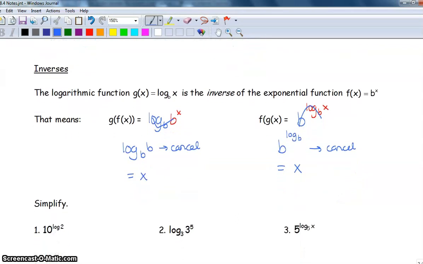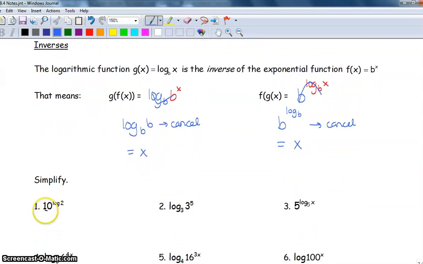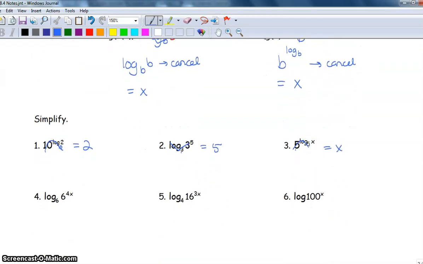So we can use this to simplify functions. When I look at this first one, I've got 10 raised to the log of 2. My base is not given. If my base is not given, I'm assuming that's 10, which means that cancels, and this is equal to 2. I've got log base 3 of 3 to the 5th, so the log base 3 cancels, and I'm left with 5. Then log base 5 of 5 to the x leaves me with x.